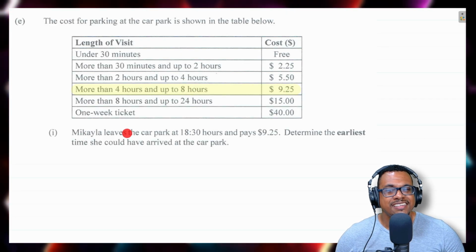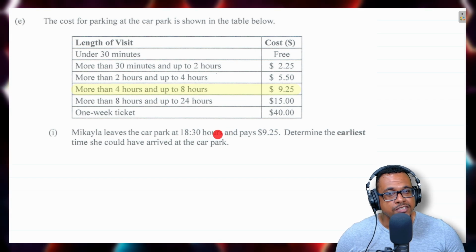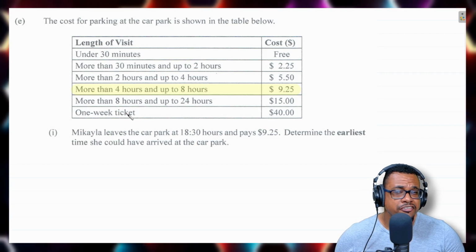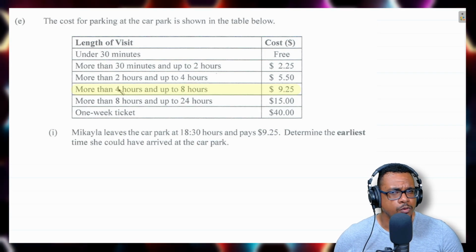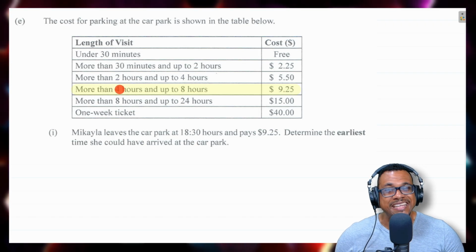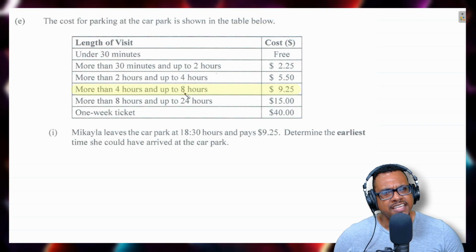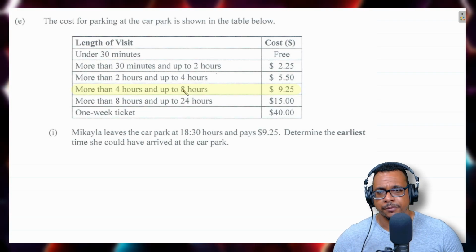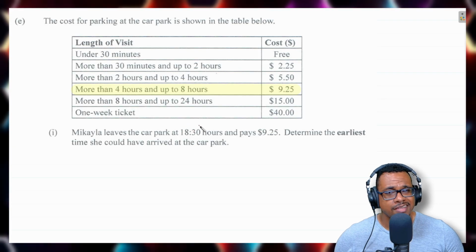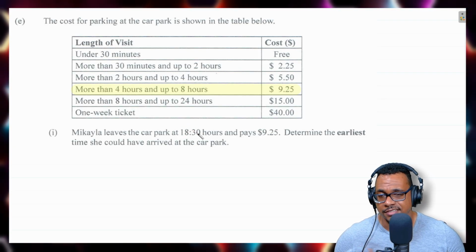Now remember, Michaela leaves the car park at 18:30 hours. So what we are trying to figure out is, when did she arrive? What's the earliest time she could arrive? Now if you look at the range of 4 to 8 hours, and we look at the lower end of 4 hours, arriving 4 hours before would be later than arriving 8 hours before. So if she arrived 8 hours before, that'll be the earlier time. So all we have to do is subtract the 8 hours from the 18:30 hours, and that's simple. 18 take away 8 is 10, so you get 10:30 as the answer.